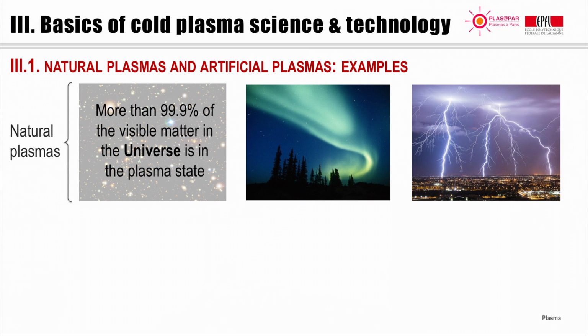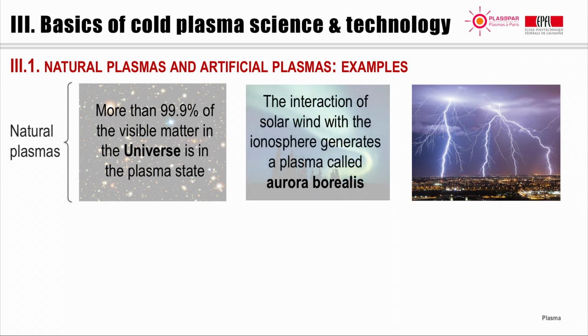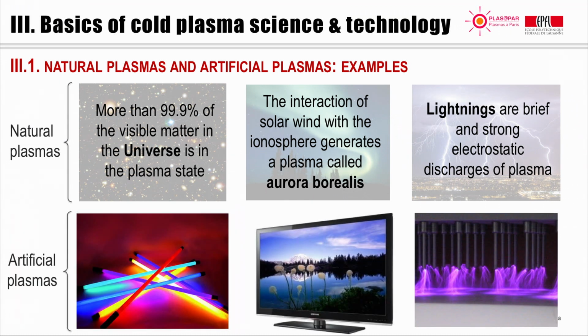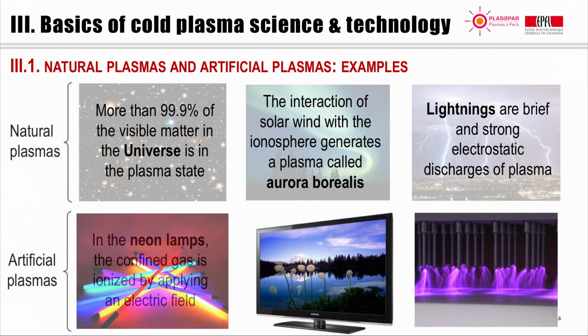The solar wind is a plasma which passes through the magnetosphere tail. It interacts with ionosphere gases, giving rise to the aurora borealis. Other examples are lightnings. They result from electrically conducting plasma channels, giving rise to a brief but strong electrostatic discharge. Among the artificial plasmas, neon lamps figure among the most basic examples. The gas is contained in a tube and ionized by applying an electric field.